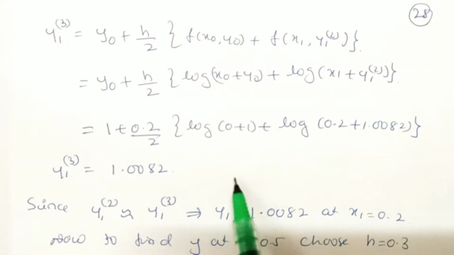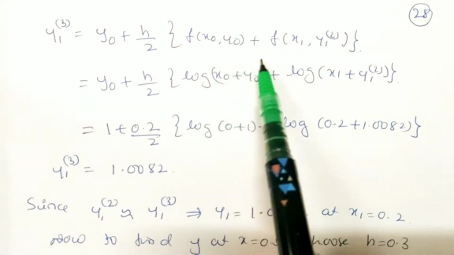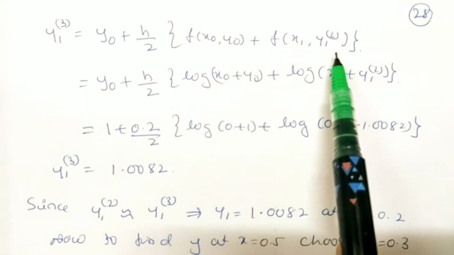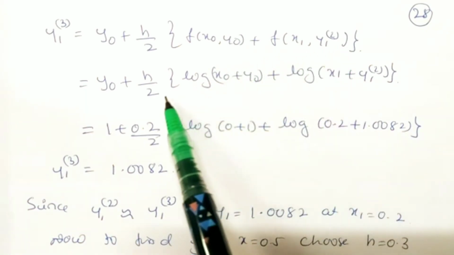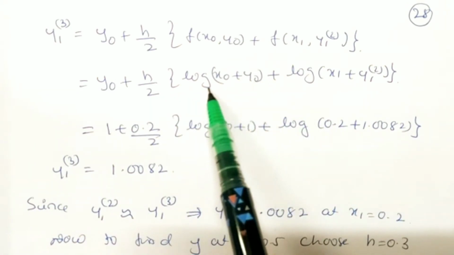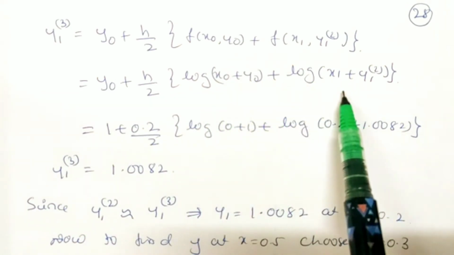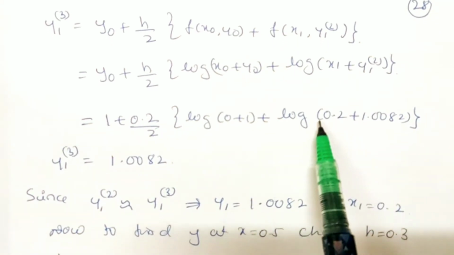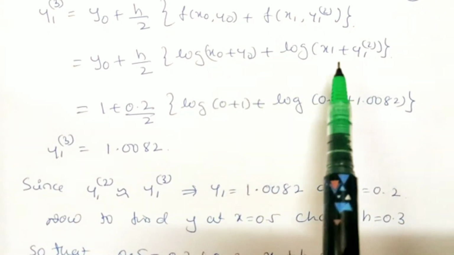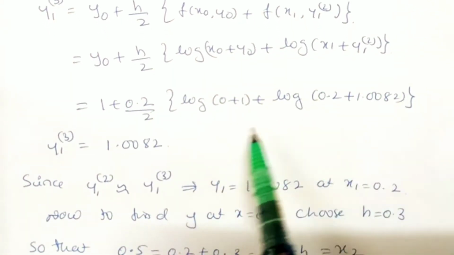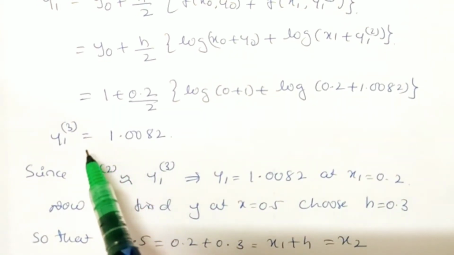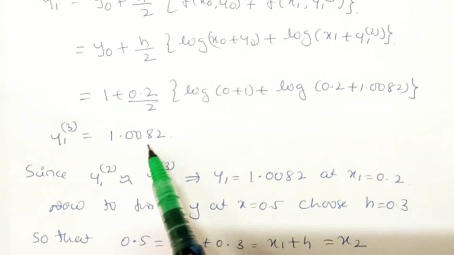So its third iteration is y0 plus h by 2 into f of x0 y0 plus f of x1 and second improved value of y1. So substitute all the values here. This is log of x0 plus y0 plus log of x1 plus y1 at second iteration, and we know all the values. We can substitute all the values and simplify. You will get here third iteration of y1 is 1.0082.